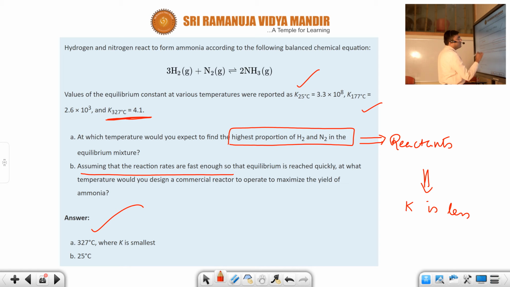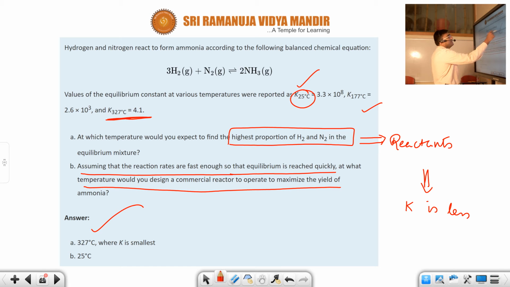Assuming that the reaction rates are fast and equilibrium is reached quickly, at what temperature would you design a commercial reactor to maximize the yield of ammonia? To maximize the yield of ammonia, you have to operate at 25 degrees, because at 25 degrees more and more products will be formed since the K value will be more. If K is greater than 10^3, more ammonia will be formed, and 10^8 is given. So I would operate my reactor at 25 degrees centigrade. This question is very wonderfully designed.